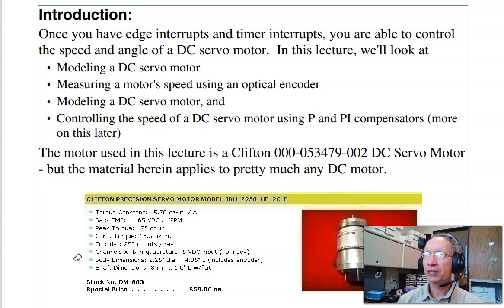We'll look at how to model the DC motor, how to measure the motor speed using an optical encoder, and controlling the speed using a P and a PI compensator. We'll talk more about that later. The motor we're using is a Clifton servo motor, but pretty much everything in here applies to pretty much any generic DC servo motor.